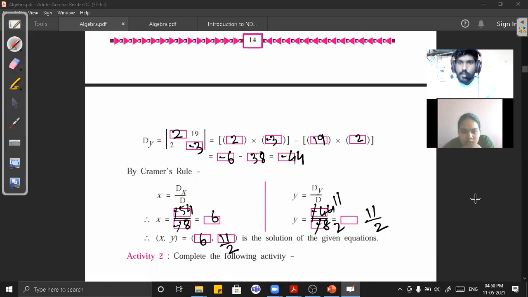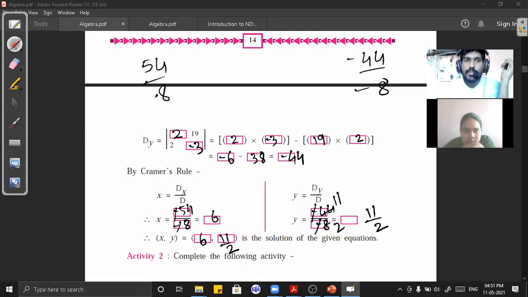How did it become 11 upon 2? You cancel it by 4. So you had minus 44, and cancel 54 upon 8 also by 2. Same thing you will get if you cancel 54 upon 8. So 2 4s are 8 and 2 7s. Okay, okay.